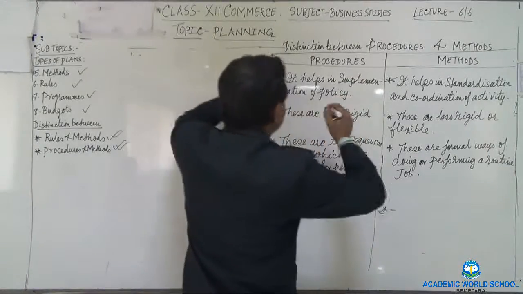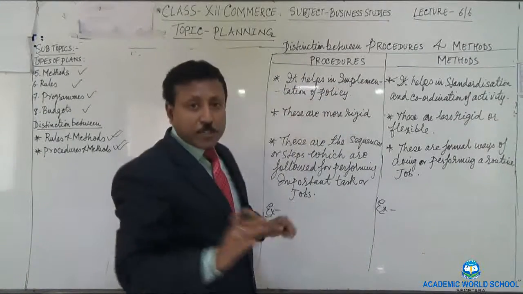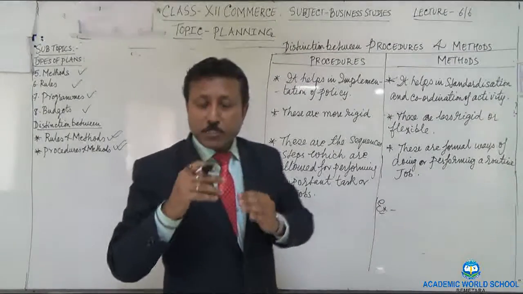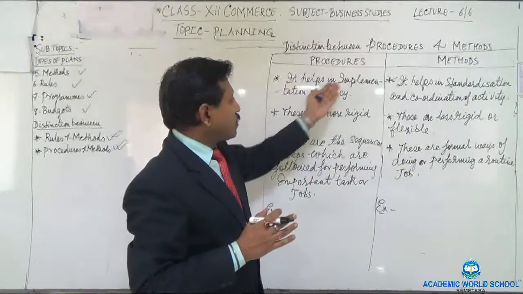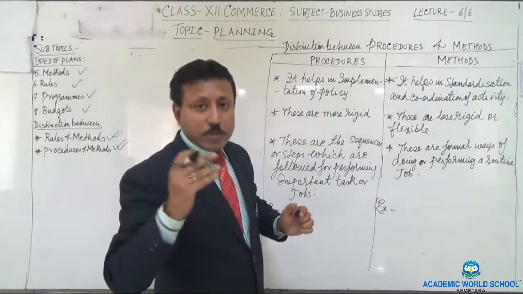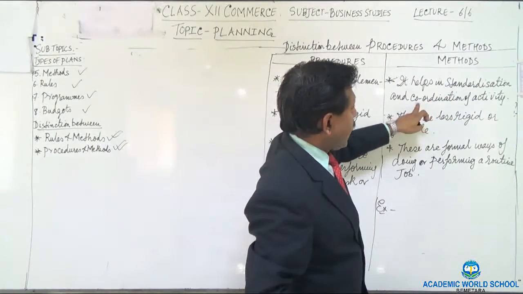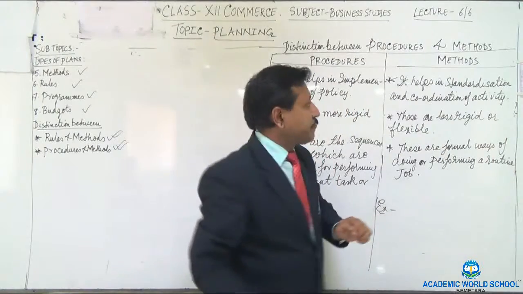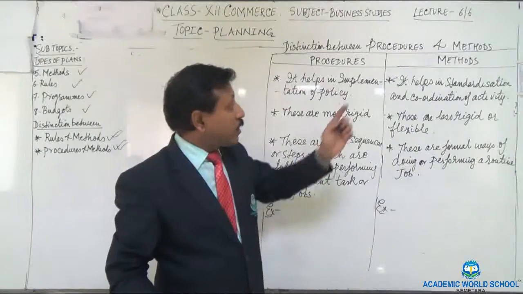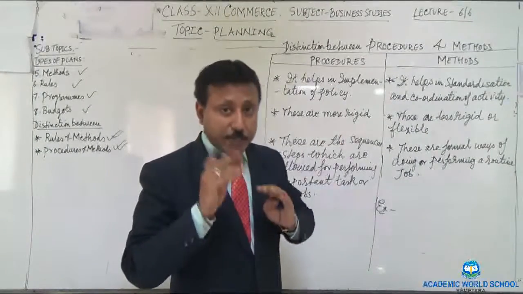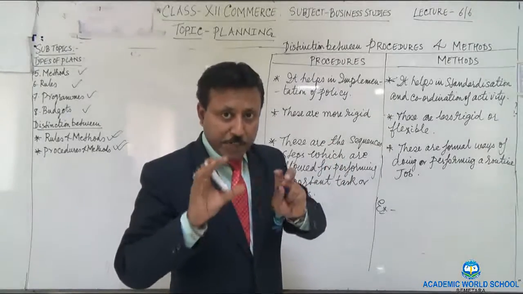Dear students, the first one we are discussing is procedure. It helps in implementation of policy. What's the organization's policy? To implement it. So the procedures help in the implementation of the organization's policies. In methods, it helps in standardization and coordination of activity, to coordinate the various activities through the methods.